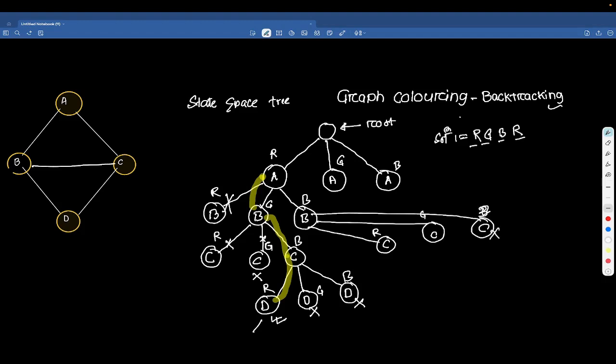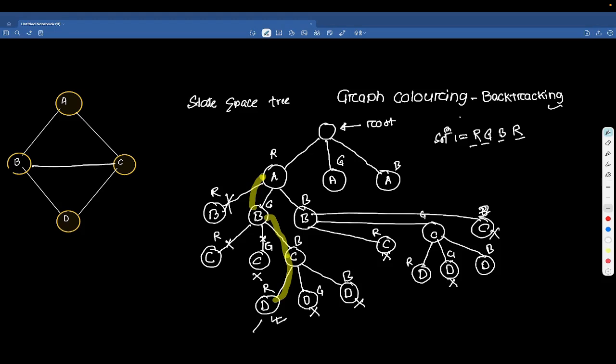Similarly, C is also adjacent to A having color red, so C red is also not possible. So we have only one solution or one path left. Now we'll explore this node C with green color. This is the only possibility of coloring C in this case. We'll consider node D. D can be colored as red, D can be colored as green, and D can be colored as blue. However, C and D are adjacent nodes. So coloring D with green is not possible.